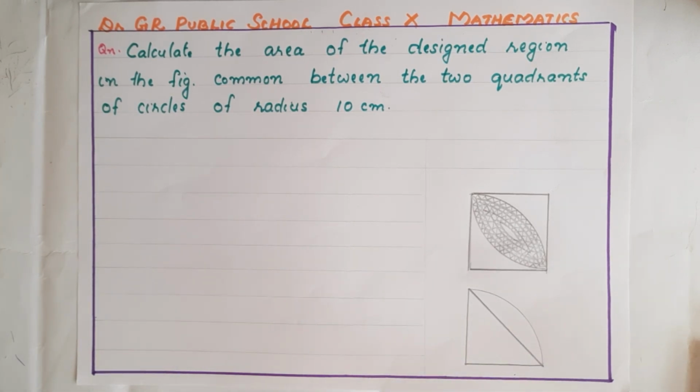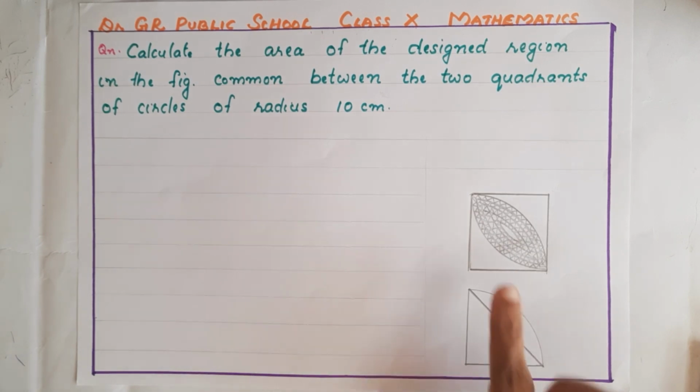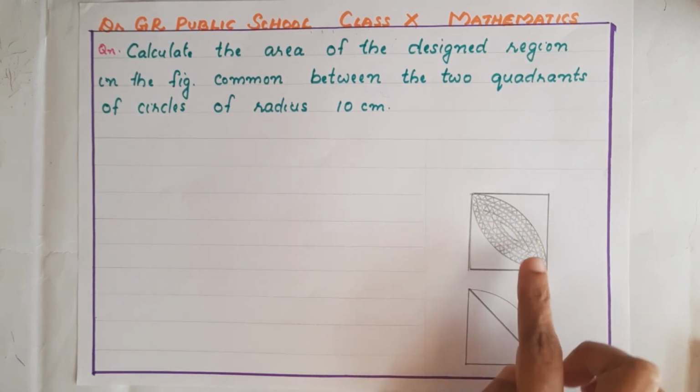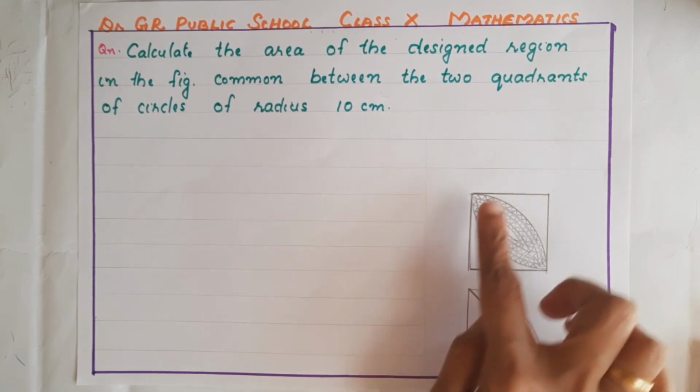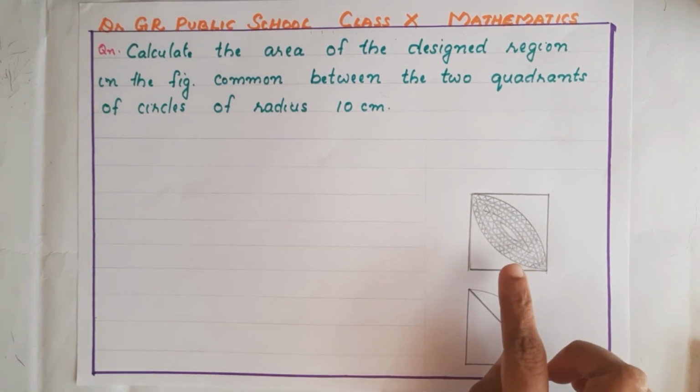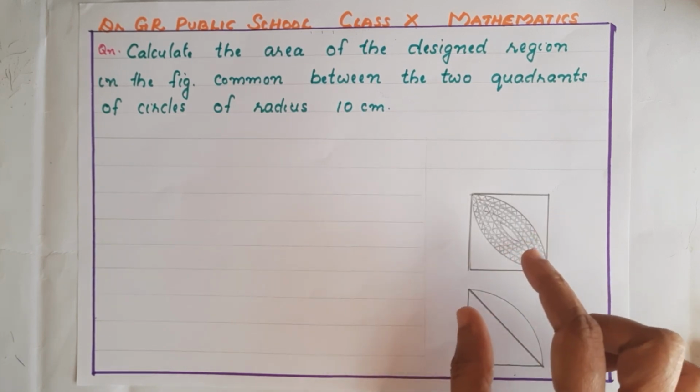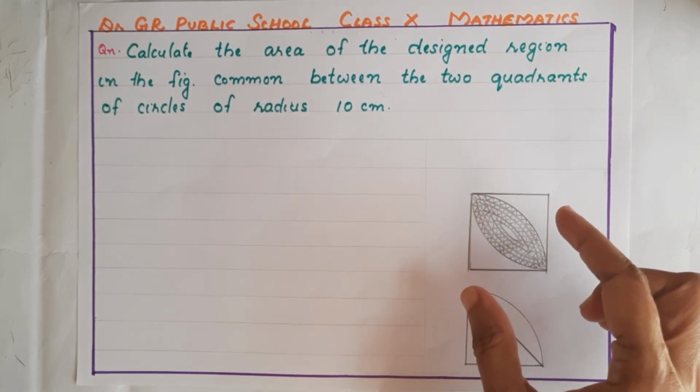Did you get any idea about the figure? Now, when you see this, you can see this designed region is coming in at the center of a square, isn't it? But actually, it is combined. Here it is combined.